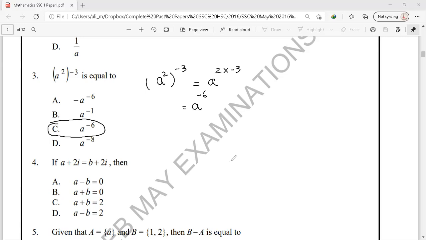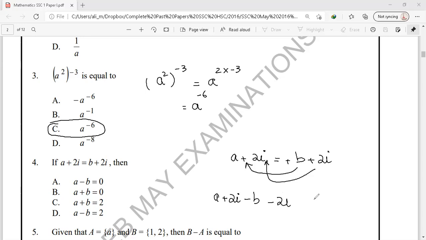Then in question number 4 we have a complex equation, that is a plus 2 iota, a complex number, is equal to b plus 2 iota. Then we have to simplify this expression. So let's bring these two terms on the right side of the equation towards the left hand side. So a plus 2 iota, and this positive b would become minus b, and minus 2i equals 0. Then this 2i and minus 2i would cancel out with each other. Then a minus b would be equal to 0. So the correct option we have is a minus b equals 0.